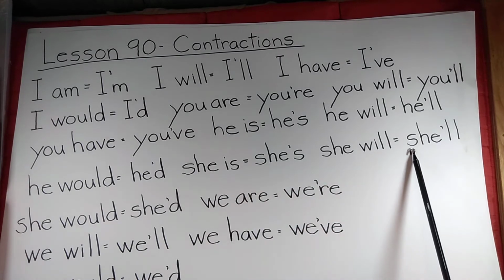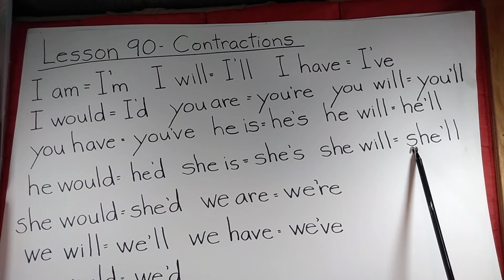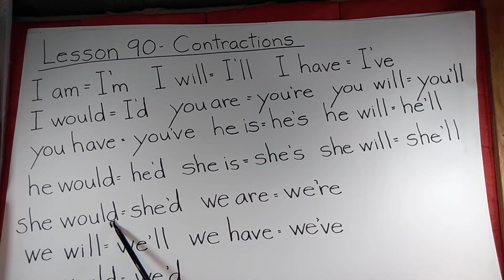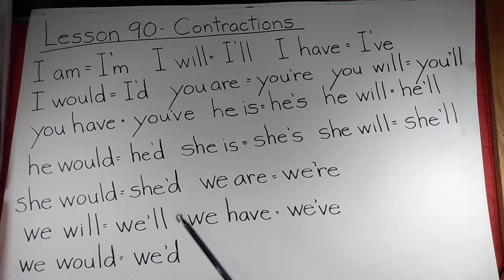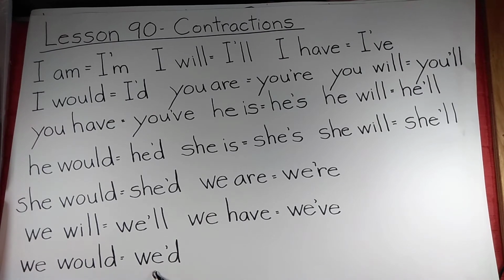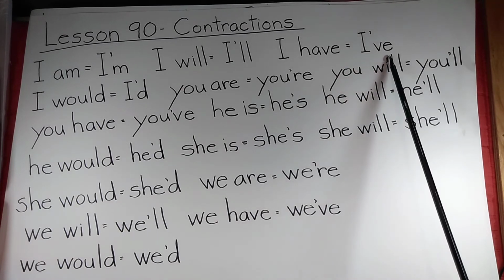she's. She will, she'll. She would, she'd. We are, we're. We will, we'll. We have, we've. We would, we'd. I think I've got them all on screen now.